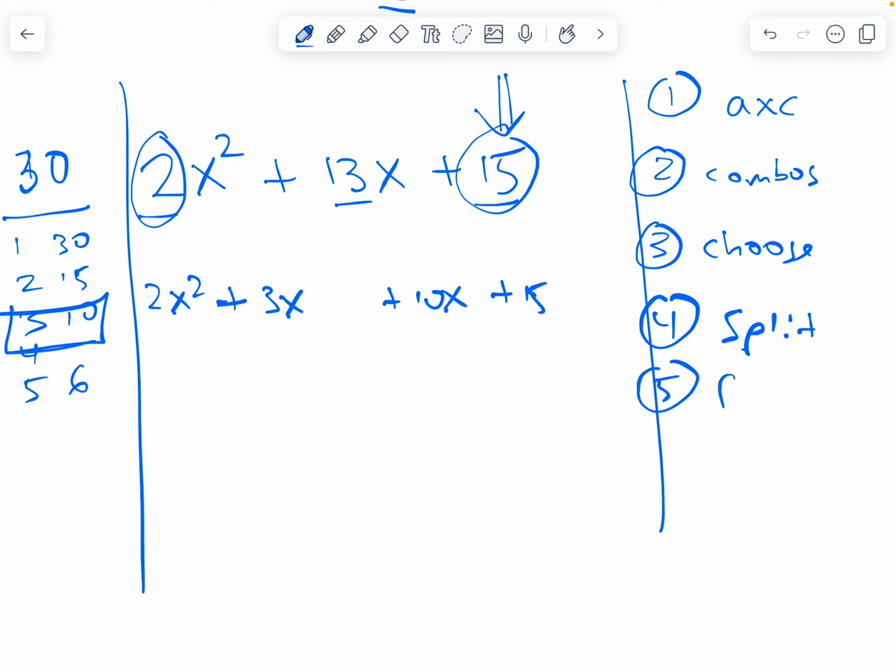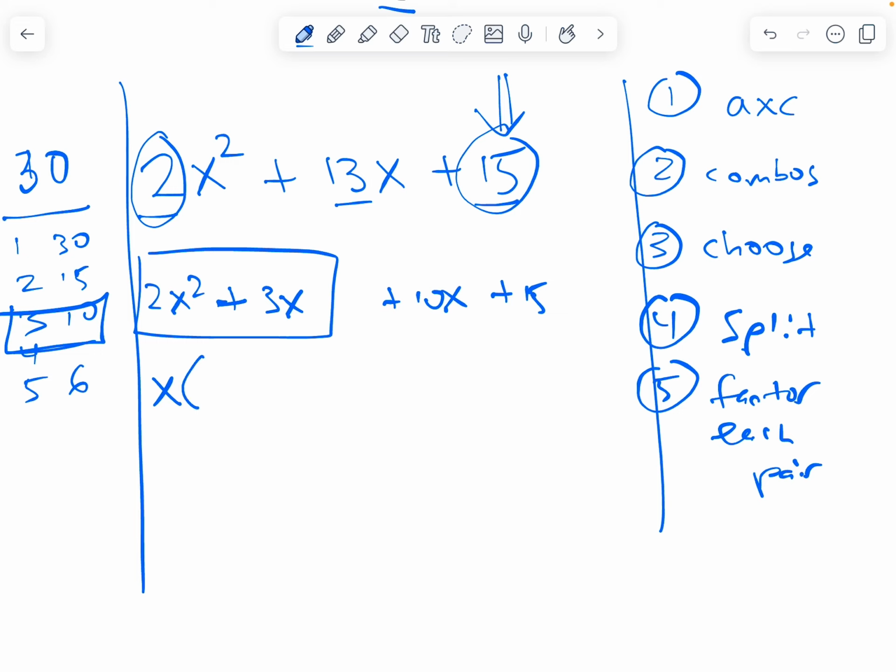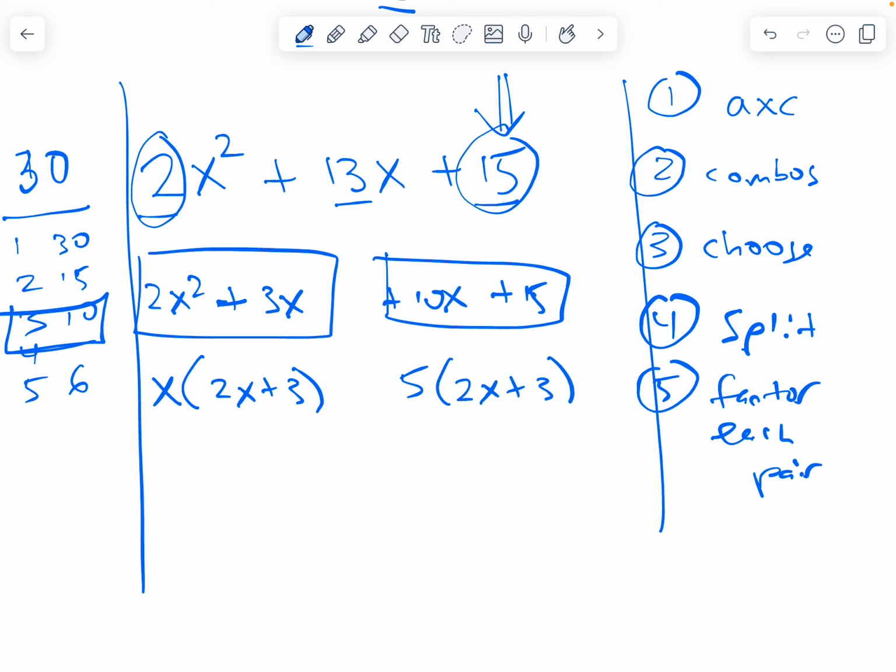The next step is to factor each pair. So now I'm looking at this first pair, 2x squared and 3x. What these guys both have in common with each other is an x. So we're going to factor out an x, 2x plus 3. Now look at this other pair. I can both divide 10 and 15 by 5, so that's their common factor. And now we've got 2x plus 3.